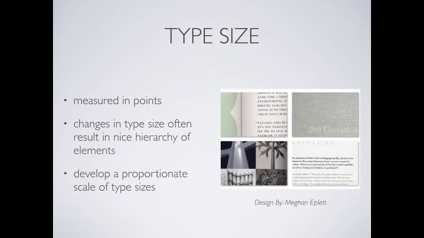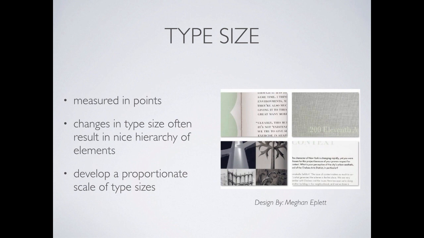Changes in type size often result in a very nice hierarchy. So sometimes you don't even need to change from bold to italic, to condensed, to extended, to light, to thin. Sometimes you just need 14 point, 12 point, and 10 point.